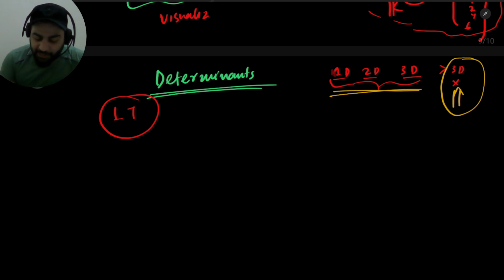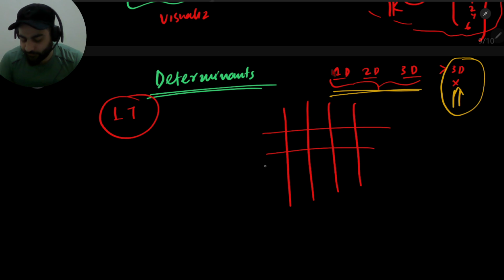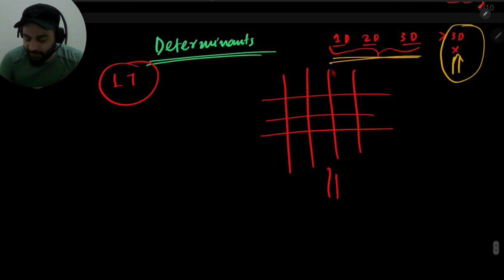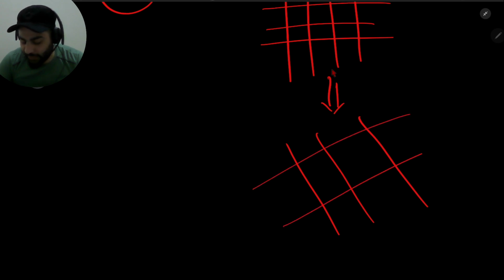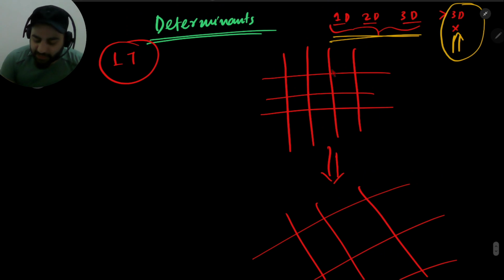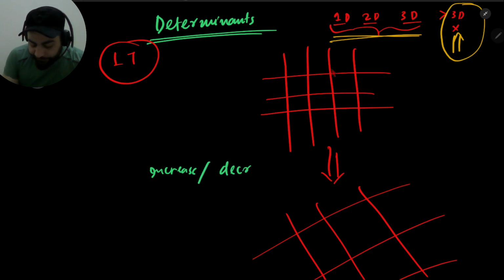For example, I had a space like this. Somehow I transformed it in a certain way. Let's suppose I transformed it like this. Now you can see in the transformation that there is an increase or decrease in area.